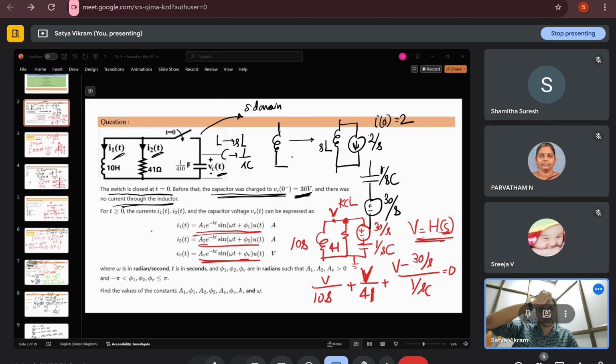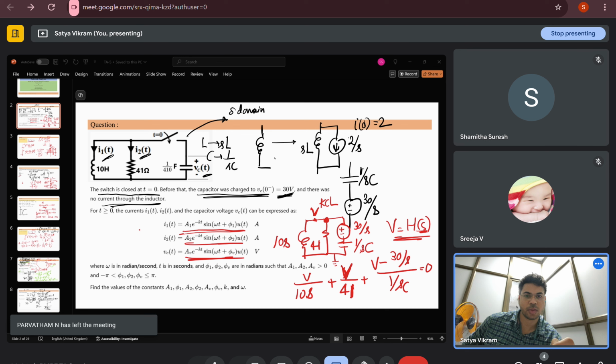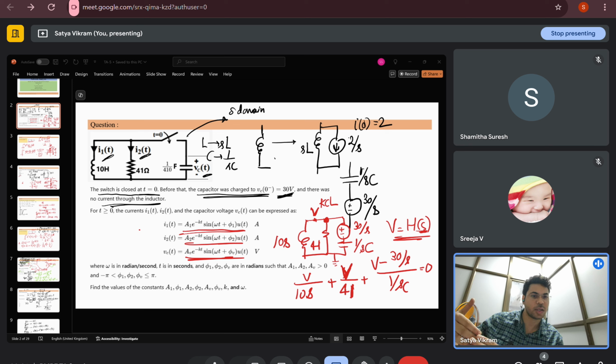Any doubt? So will you teach this question next session, sir? Yeah, I will take this question in the next session, and try to solve it by yourself, because the methodology to be followed I have already given. If you see how to convert when the initial conditions are given in the capacitor, how to convert in the S domain, just put those values in that form and use the KCL.